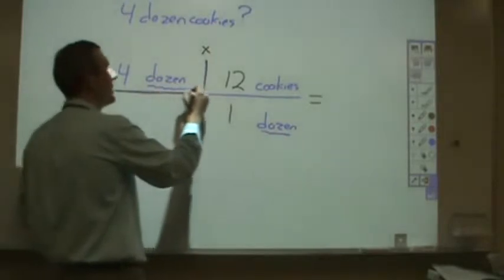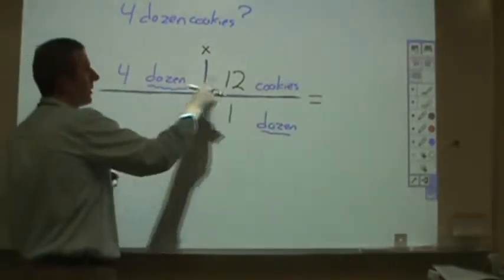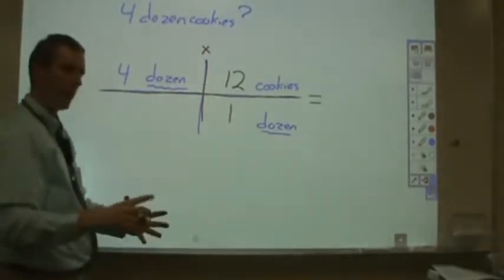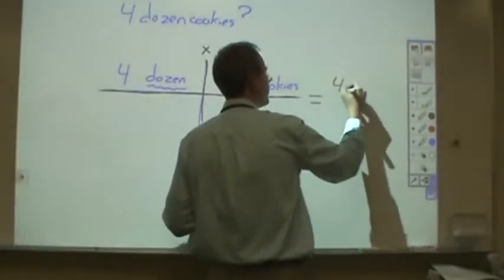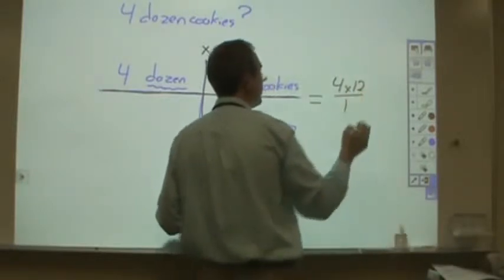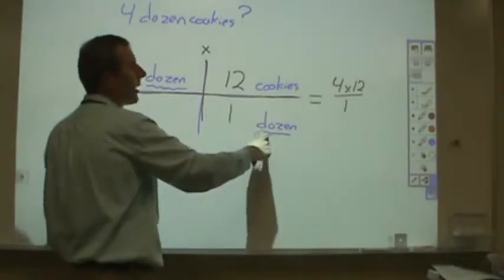And when you see a line like this, that's going to mean to divide. So I'm going to do 4 times 12 divided by 1. I'm going to group all the numbers by themselves together: 4 times 12 divided by 1. And then for the units, I'm going to do dozens times cookies divided by dozens.